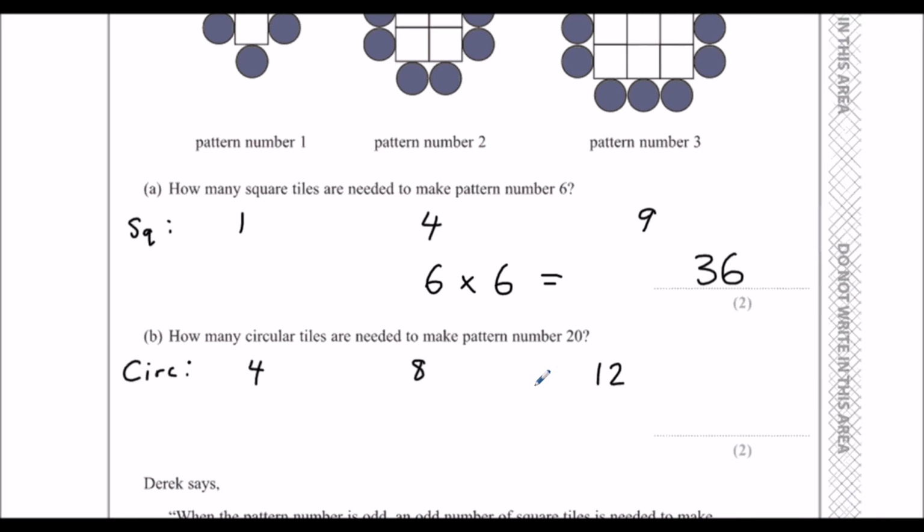We could just keep adding 4 until we get to 20 times, but it's just a 4 times table. So pattern 1 is 1 times 4. Pattern 2 is 2 times 4. Pattern 3 is 3 times 4. So pattern 20 is going to be 20 times 4, which is 80 tiles.